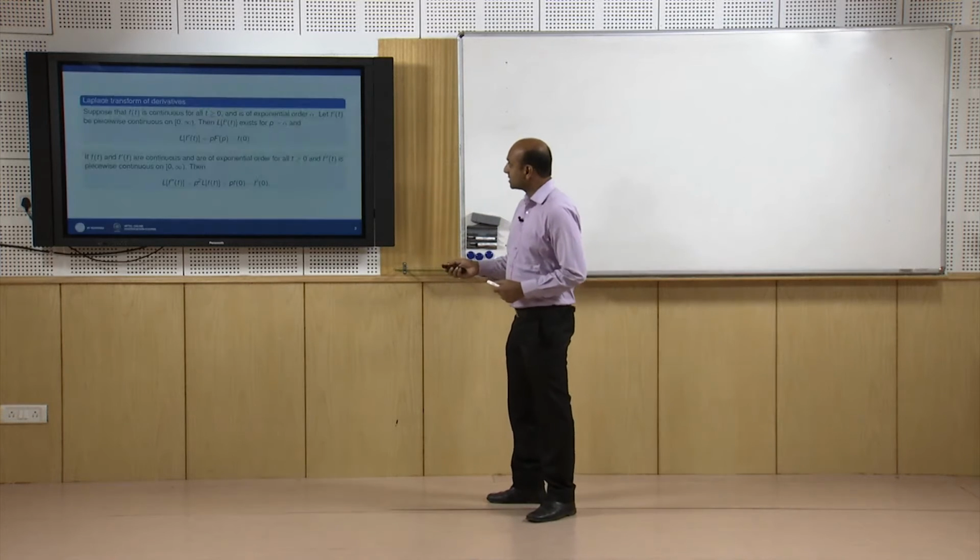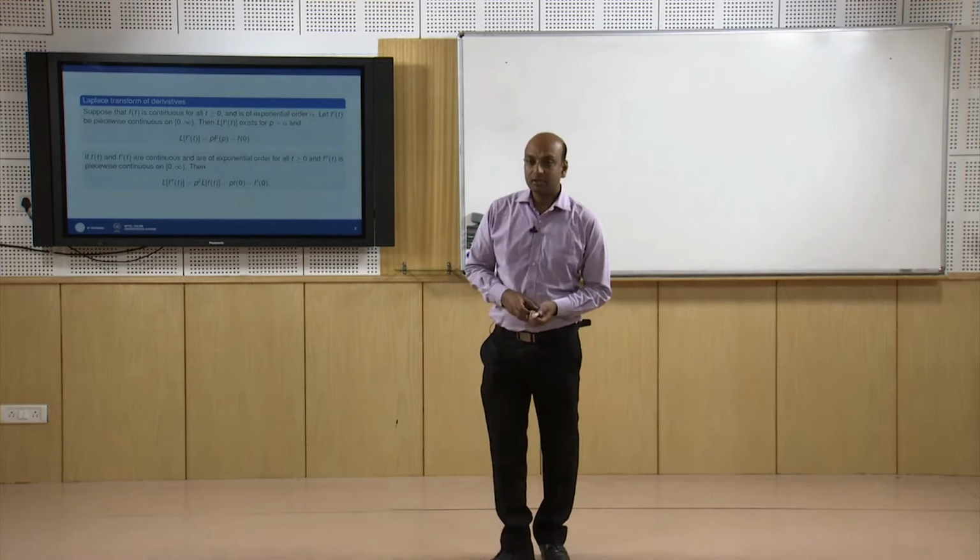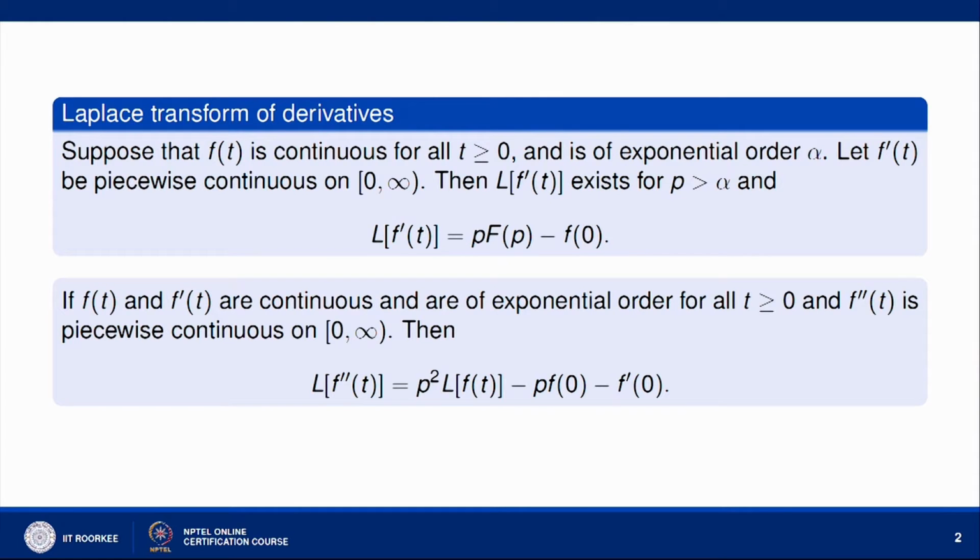So, this is the Laplace transform of derivatives. If the function f(t) is continuous for all t greater than or equal to 0 and is of exponential order alpha, and f'(t) is piecewise continuous on 0 to infinity, then the Laplace of f'(t) exists for p greater than alpha, and the Laplace of f'(t), which is the derivative of f with respect to t, is given by pF(p) minus f(0), where F(p) is nothing but the Laplace of f(t). So, how can we prove this?